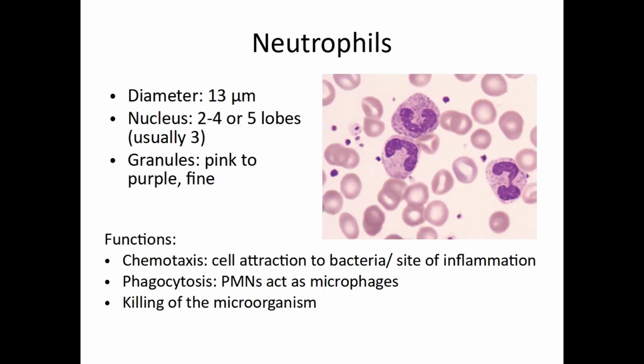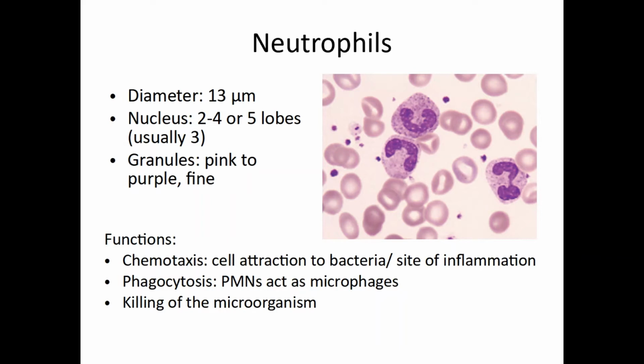Coming to quantitative abnormalities of neutrophils, let us briefly revise the morphology of neutrophils. These are of the size of about 13 micron, which is almost double that of an RBC. The nucleus will have multiple lobes. The normal number of lobes is 2 to 4, or sometimes 5 lobes can be normal. However, most of the neutrophils will have 3 lobes. Granules wise, neutrophil is a granulocyte, so cytoplasm will have granules which are pink to purple in color, and the size of the granules is small.